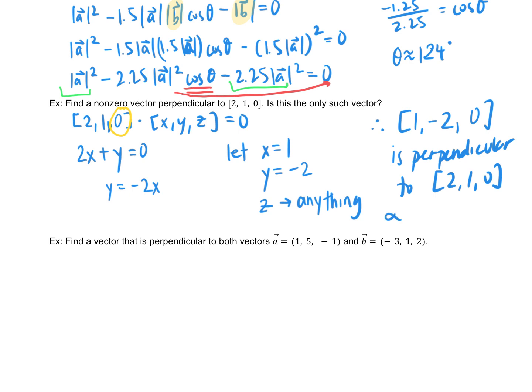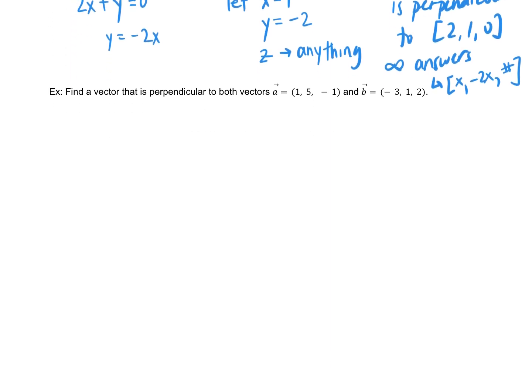So I'll just make a note. Infinite answers. And a general vector would be x, negative 2x, and whatever you want. Anything.